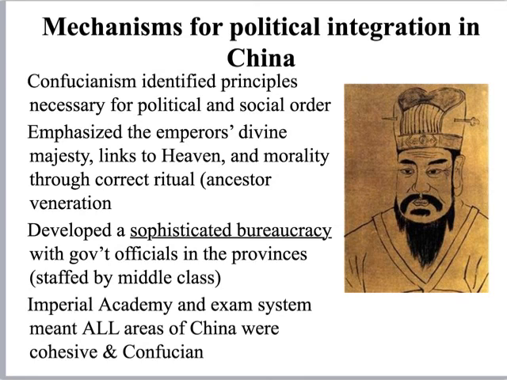Also, as part of this, the development of a sophisticated bureaucracy within China, with government officials across provinces staffed by people of the middle classes, created loyalty to the emperor. The Imperial Academy, which was created during this time, and the exam system meant that all areas of China were cohesive and Confucian.